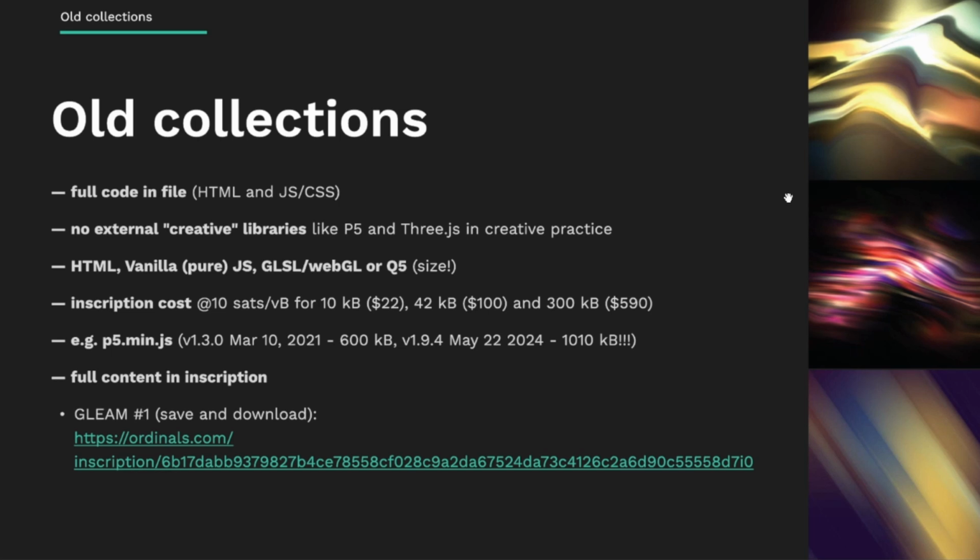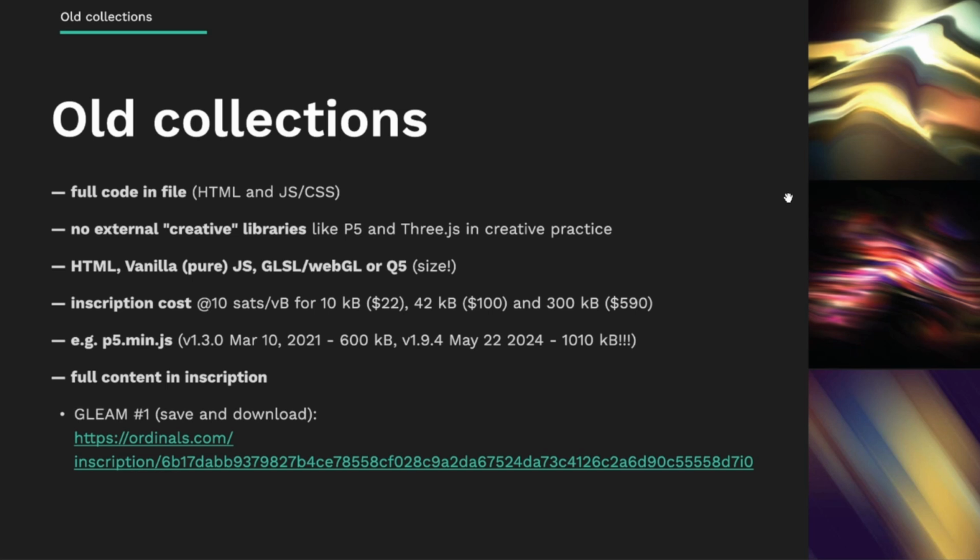To understand the meaning and the importance of these older OG collections, let's take a look at inscription costs. And of course, costs varied. Some of them were inscribed at 2-3 sats per virtual byte, but for easier estimation, let's assume it's 10 sats per virtual byte, and the prices, as you see on the presentation, are for 10 kilobytes. It's about $22.